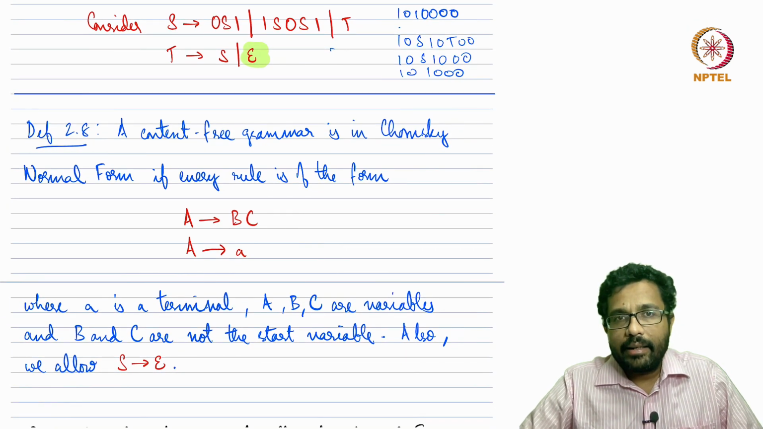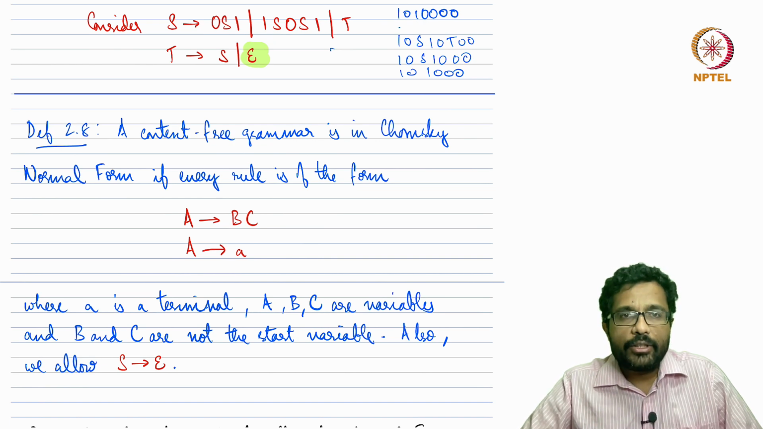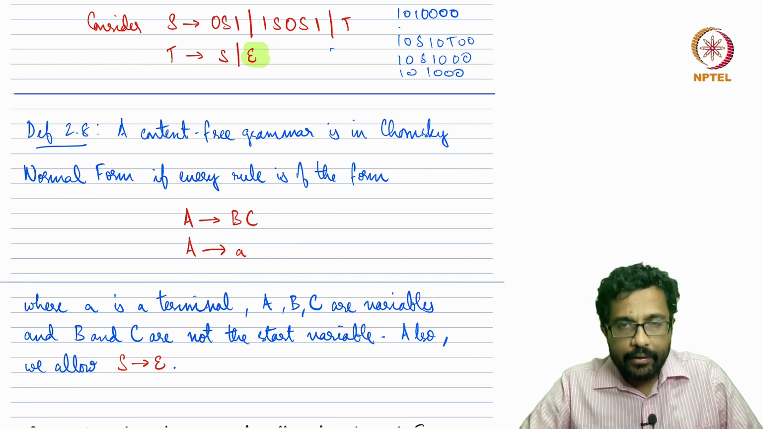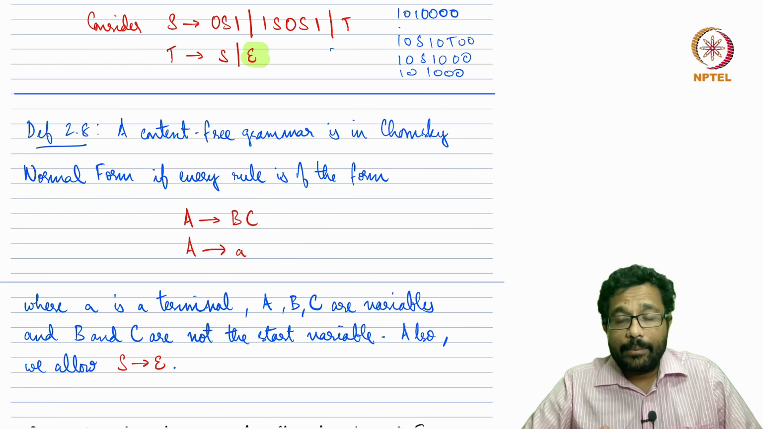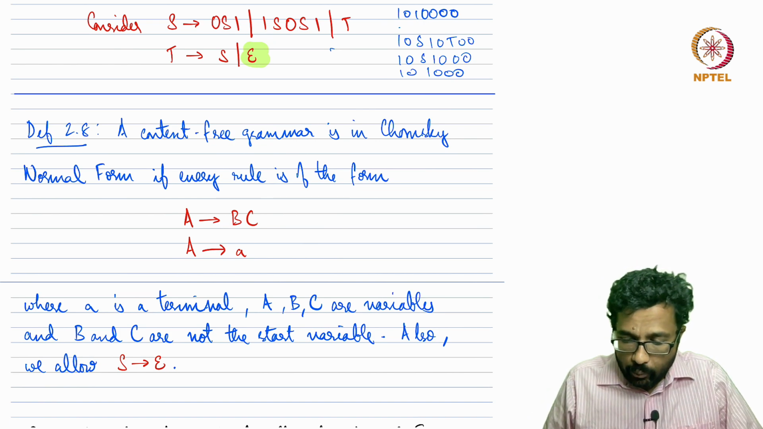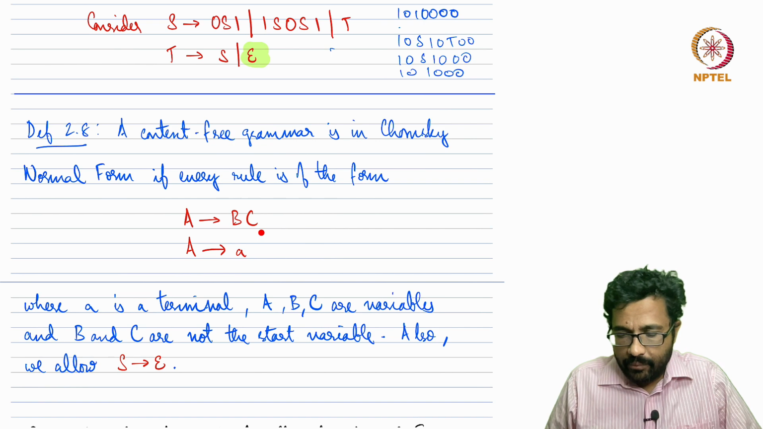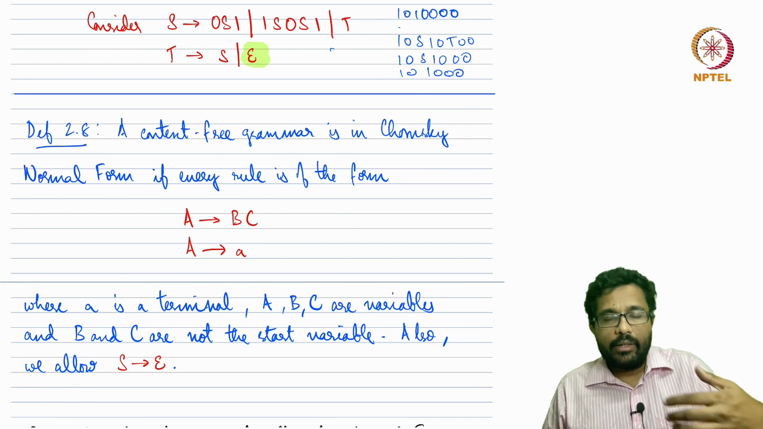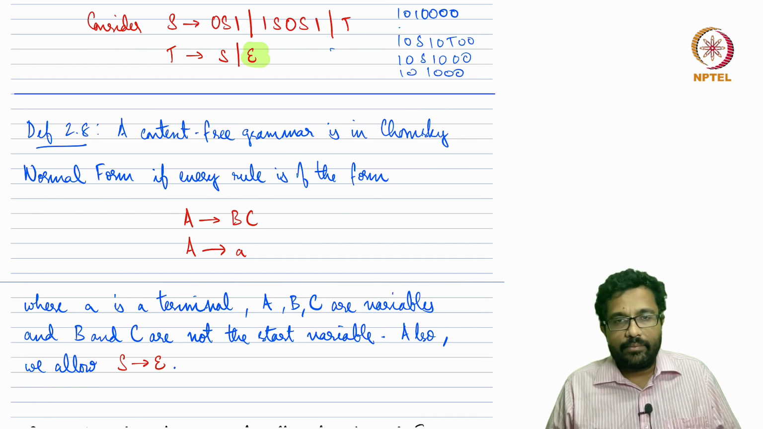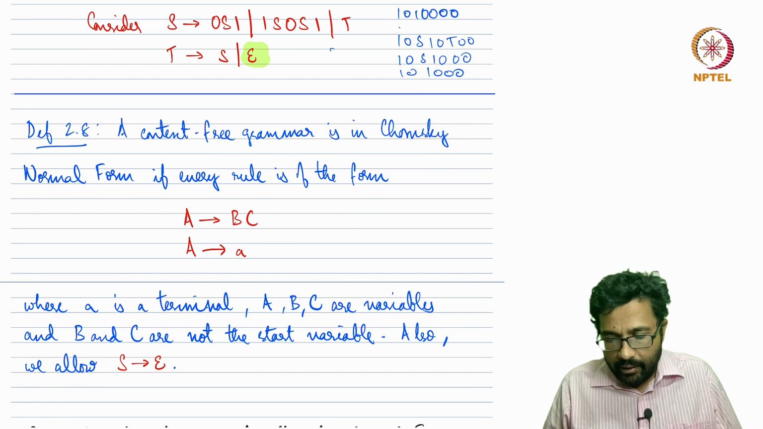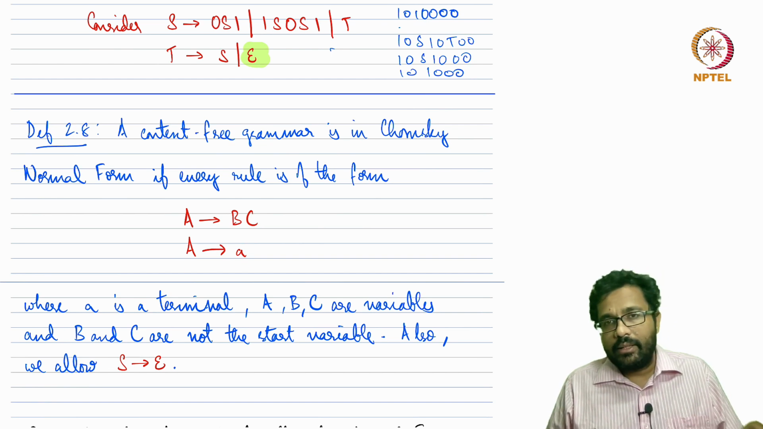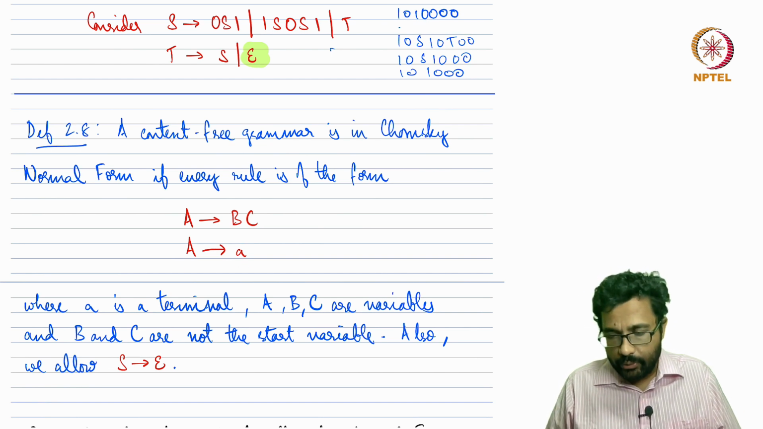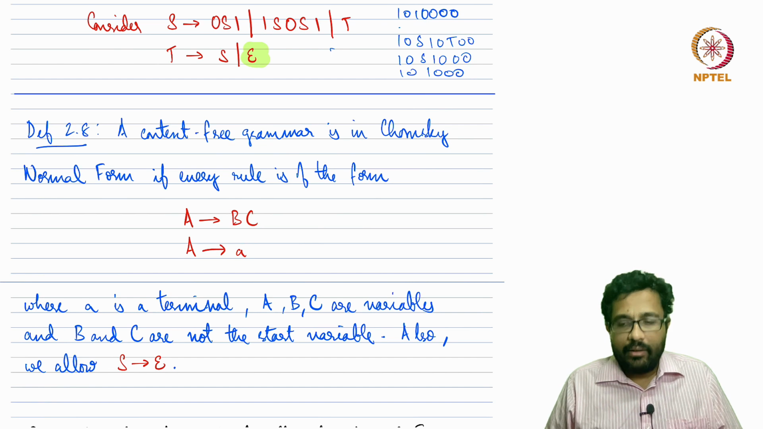It is a grammar, and the grammar is said to be in Chomsky normal form if every rule is in one of the following types. One is A gives BC and the other is A gives small a. A gives BC means one variable giving rise to two variables. And the second is one variable giving rise to a single terminal.